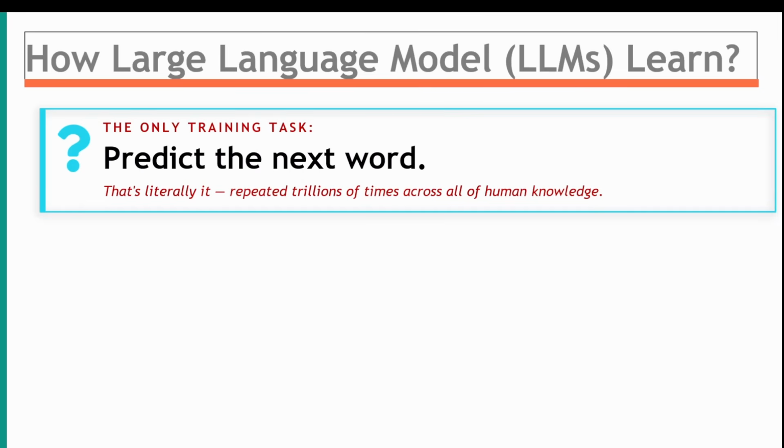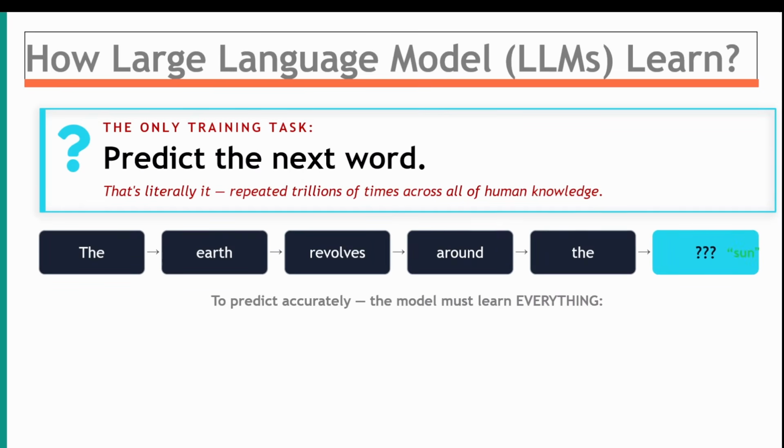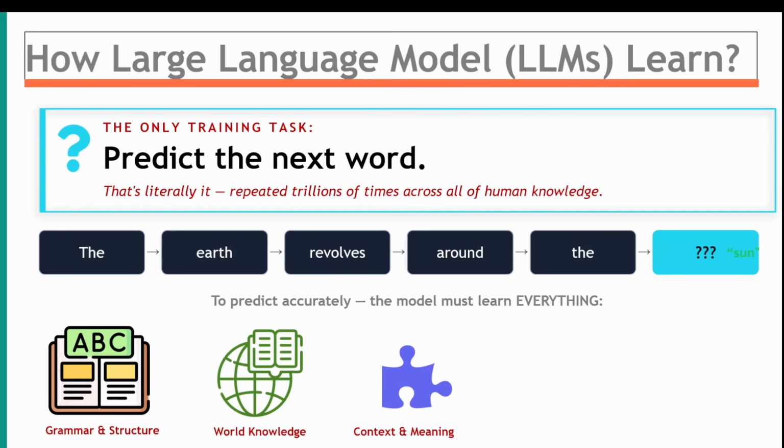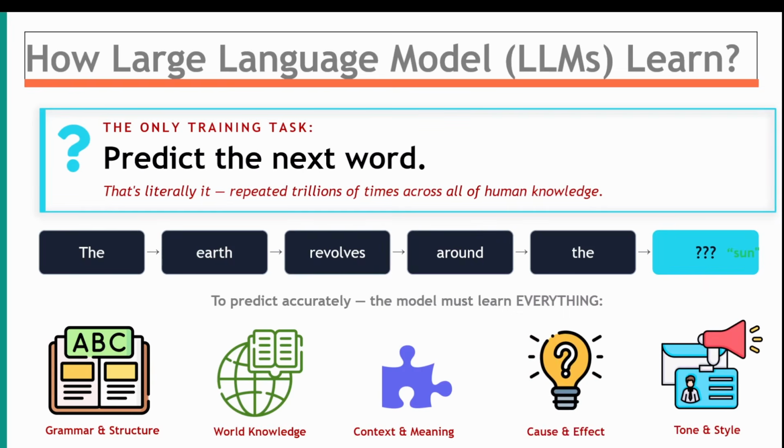In the process of predicting the word, the model has to secretly learn everything else along the way. It learns grammar and structure, how sentences are built, world knowledge, context and meaning. Let's say if I give you the word bank, it could mean a riverside or a money place. Language models even understand tone and style, cause and effect, everything.